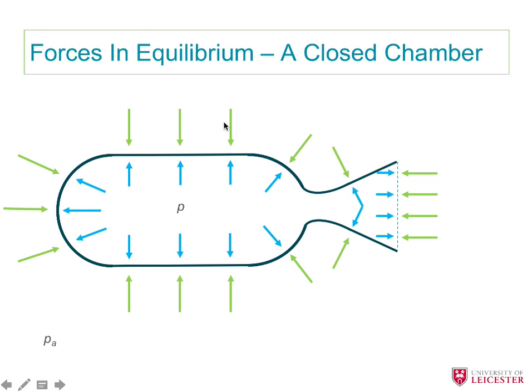So that's a nice simple system of balanced forces, but in a rocket we have unbalanced forces, and it's that imbalance that creates the net thrust and the motion of the vehicle.